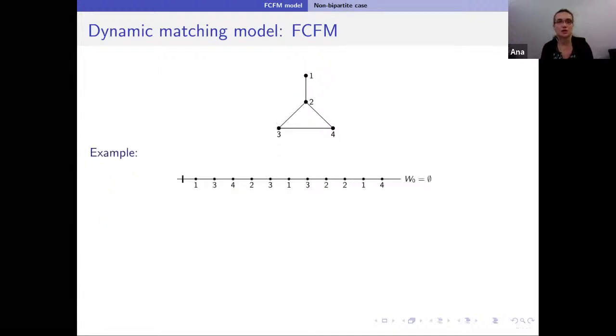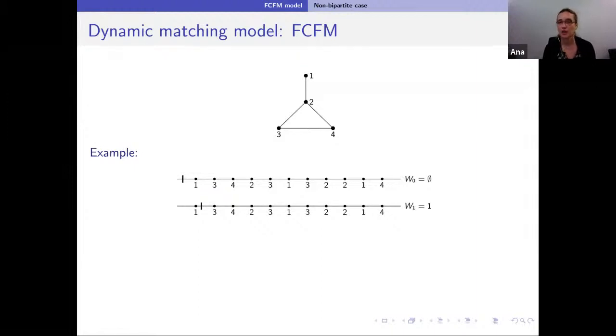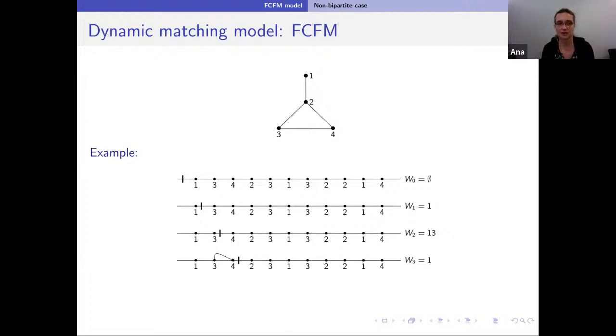Okay, so let us see on an example what happens. Imagine that we start from an empty system at time zero, and then first there is an item of type one that arrives into the system. So our state is now one, and then there is item three, so we have word 1, 3. Then there is item four that arrives into the system. 3 and 4 get matched, and now the state is 1. And so on. Now an item of type two arrived and got matched with the item of type one, and we are back to the empty word.